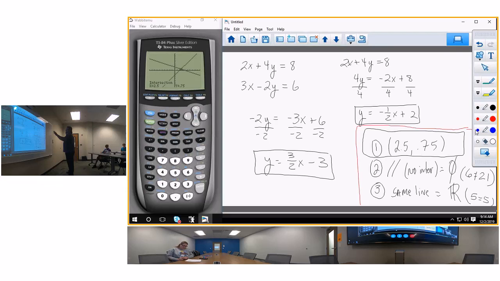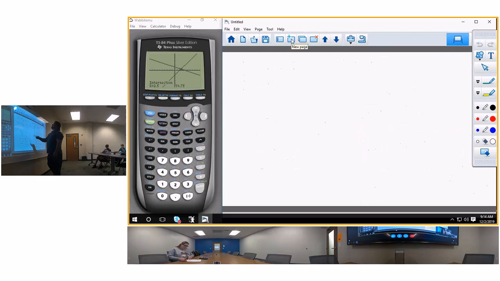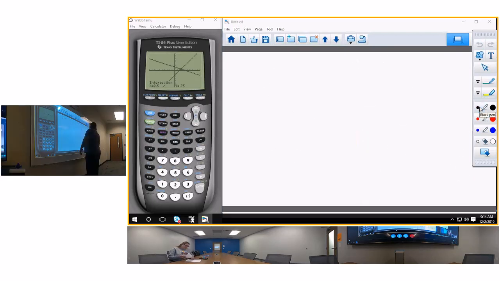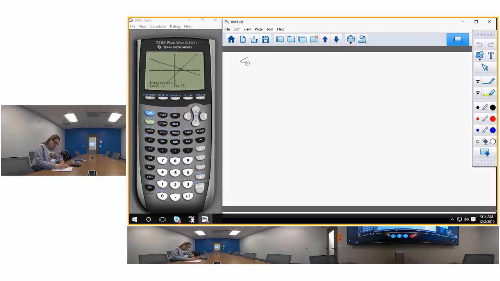Anyway, this is your first method, solving systems of equations by graphing. You'll get 2 or 3 problems on the test like this. The next one is substitution.